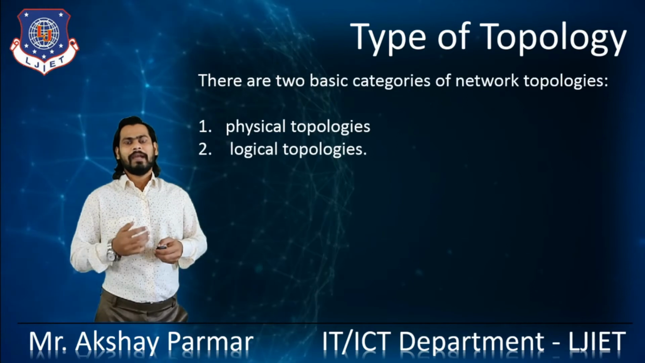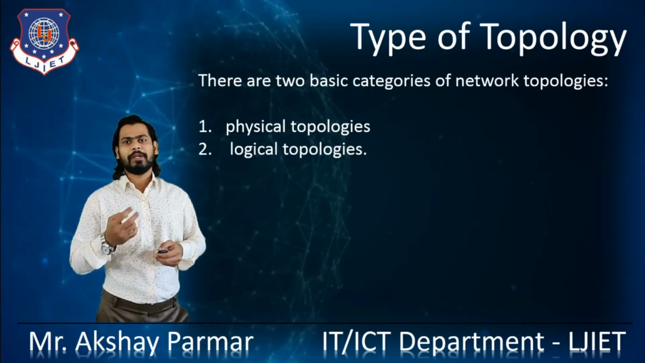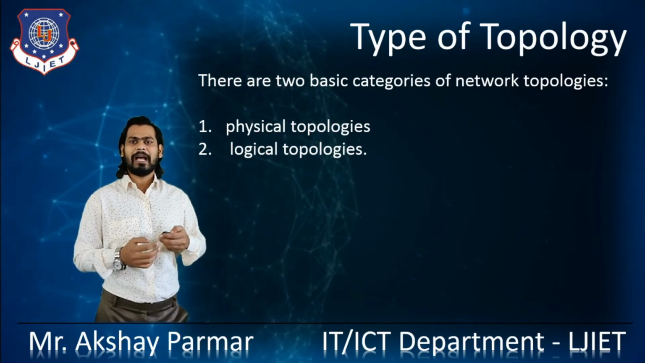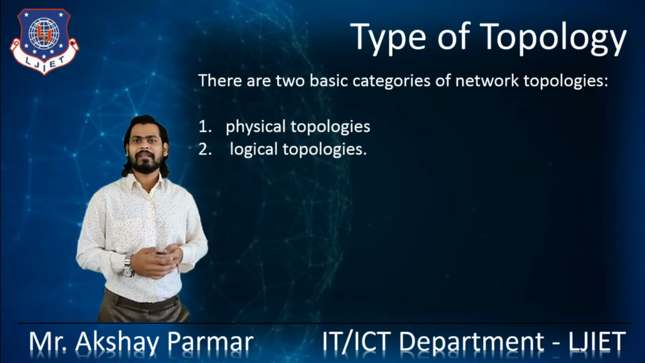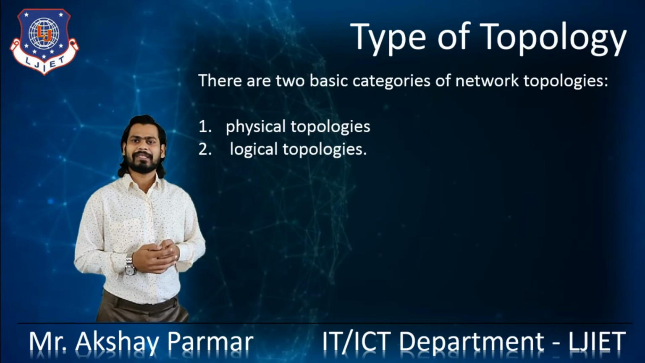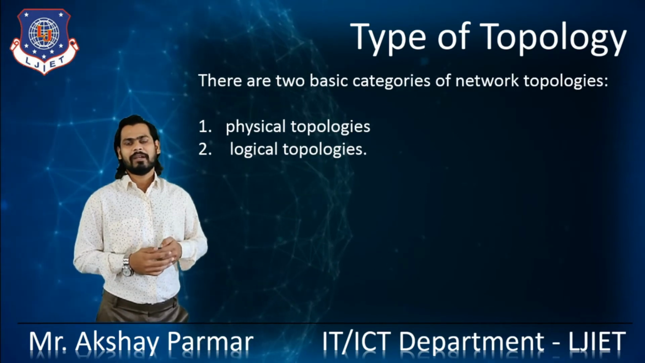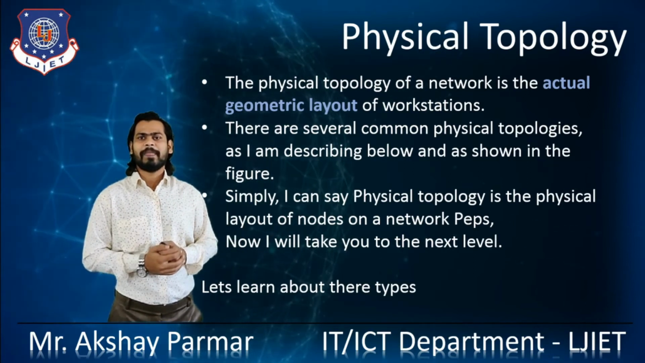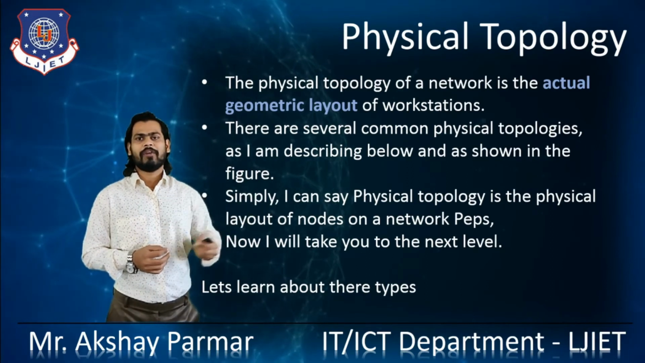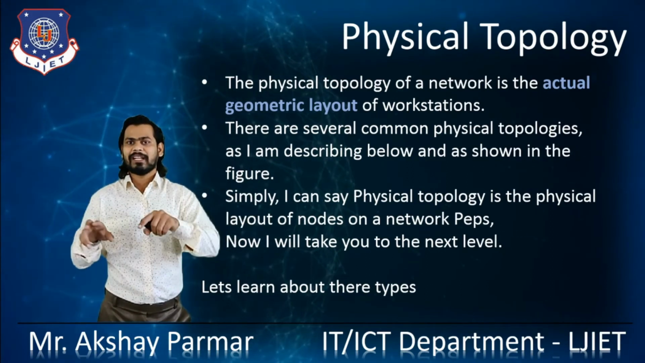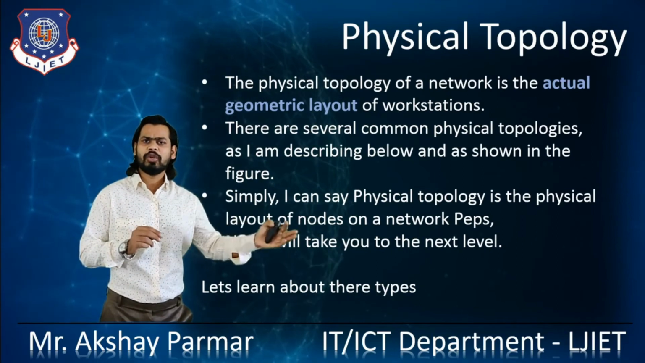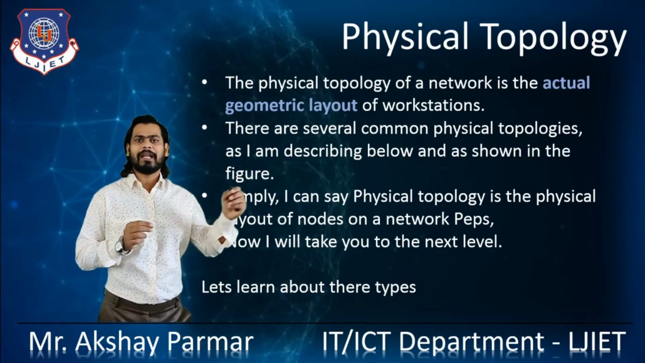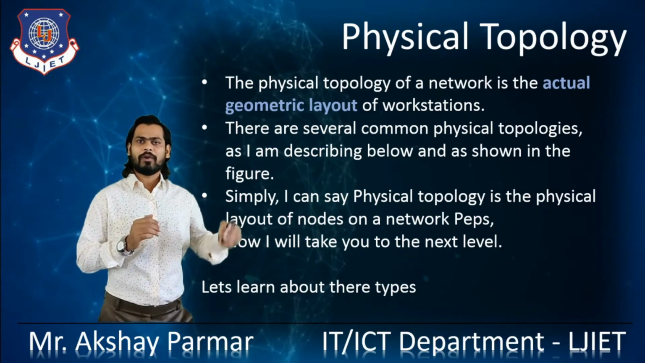The types of topology, as we have discussed, topology has mainly two types, the physical topology and the logical topology. The physical topology represents how the network devices are connected physically, and the logical topology represents how the data flows between the devices, right? Let's move forward to the physical topology. What do you mean by the physical topology? By the term physical topology, what comes to mind? The physical topology is the actual geometric layout of the workstations, right? The physical topology of the network is the actual geometric layout of the workstations.